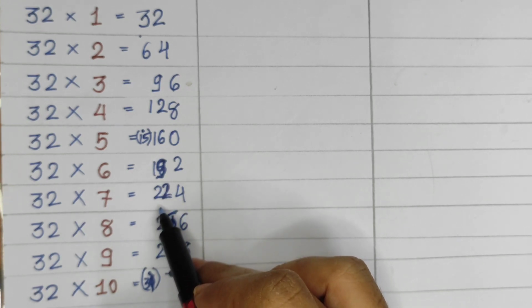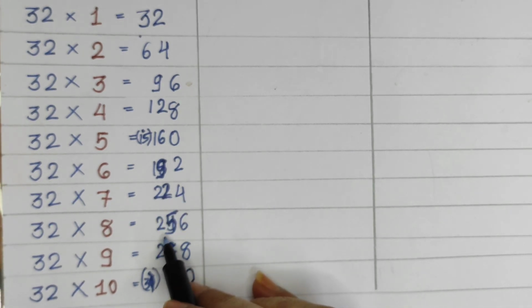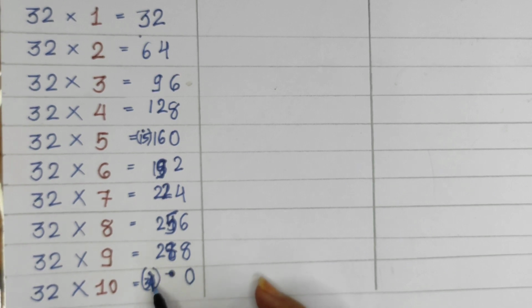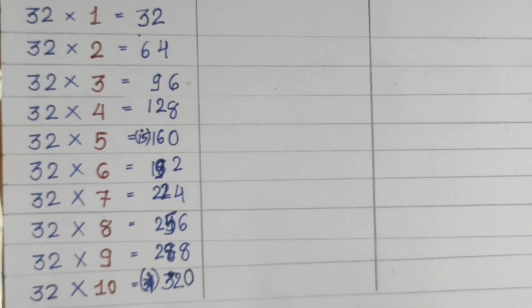19 plus 3 gives 22. 22 plus 3 gives 25. 25 plus 3, 28. And 28 plus 3, 31. So single sign on 31 gives 32. We can easily get the table of any number.